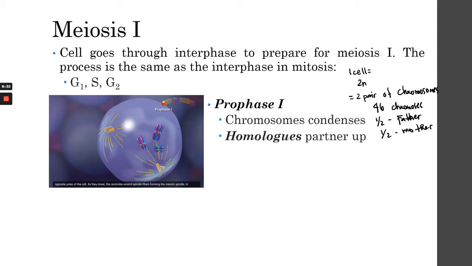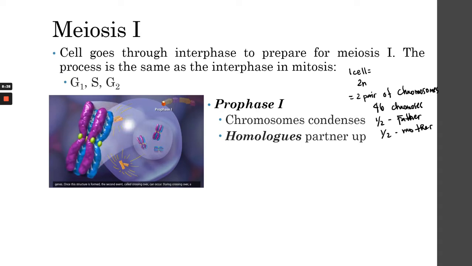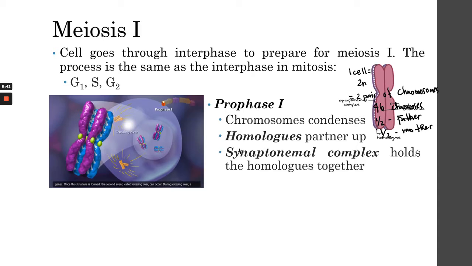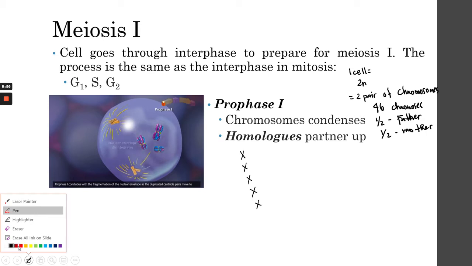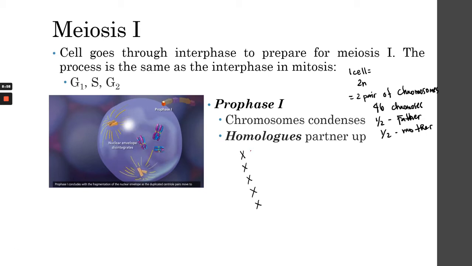So the chromosome pair, if we draw, for example, this is the chromosomes that come from the father. So imagine this is already 23 on this side. And then we have the chromosomes that come from the mother. So they actually have to pair up.